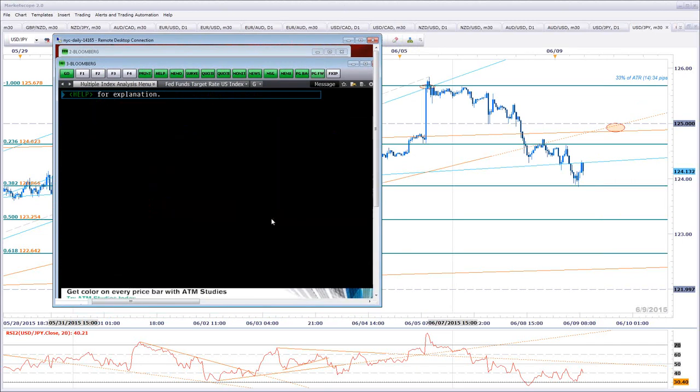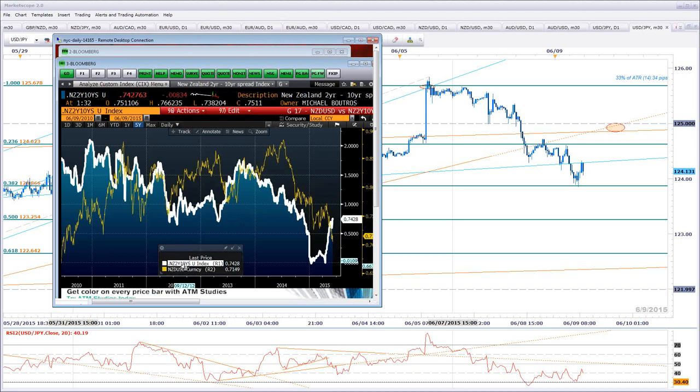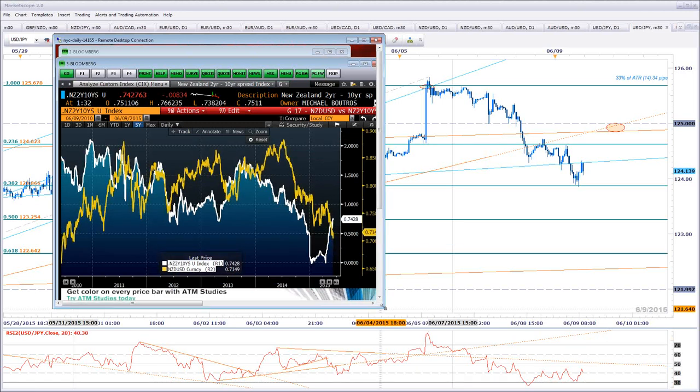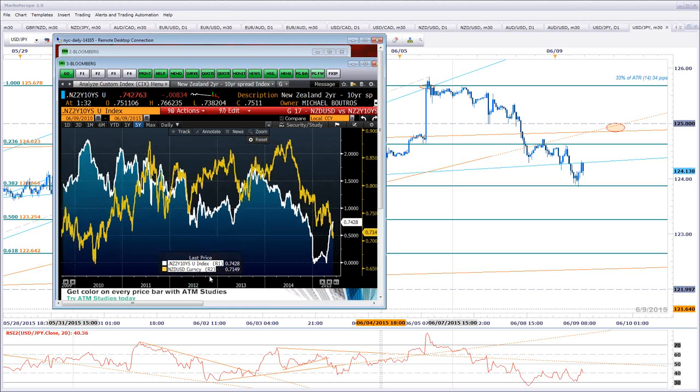But if we look at this, what you're looking at, the white line, is the difference between the New Zealand 2 and 10-year notes, the spread between them. What you're looking at in yellow is just simply the Kiwi dollar exchange rate. And if you look at something like this, what stands out to me is not necessarily that they're moving together or they're not, but on the turns, right?